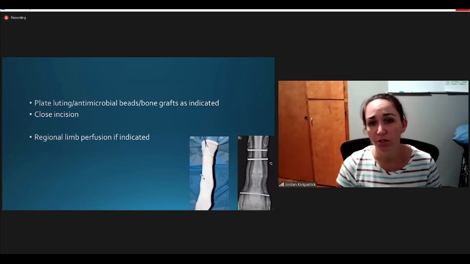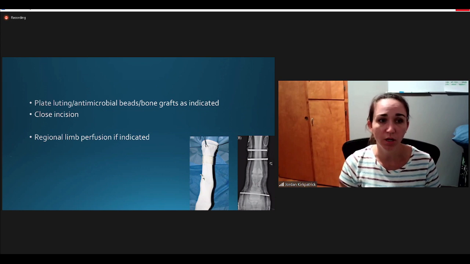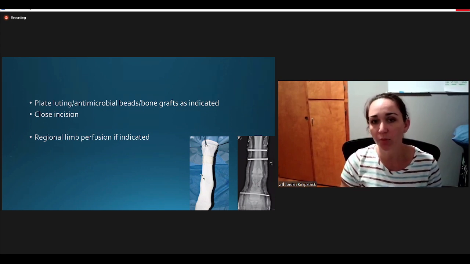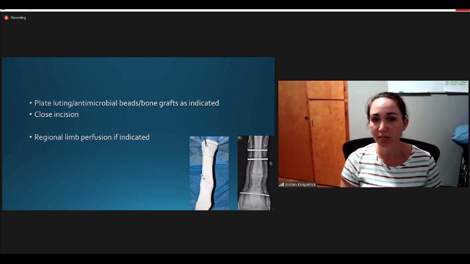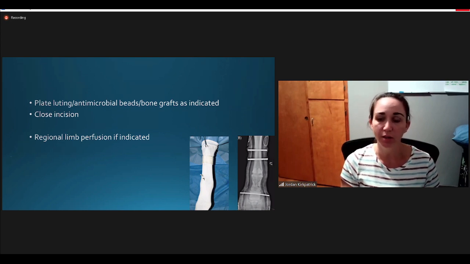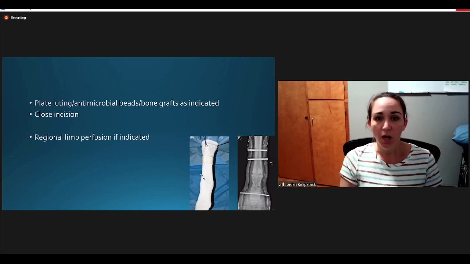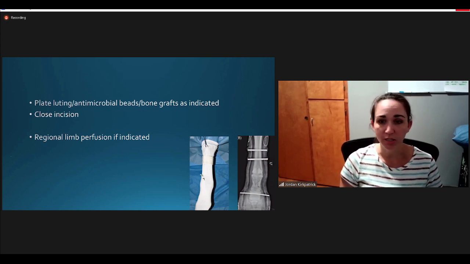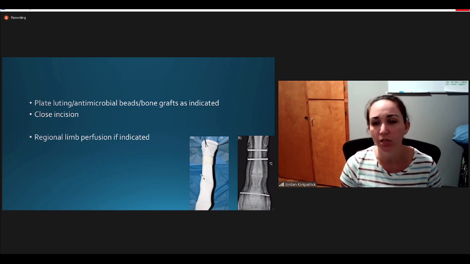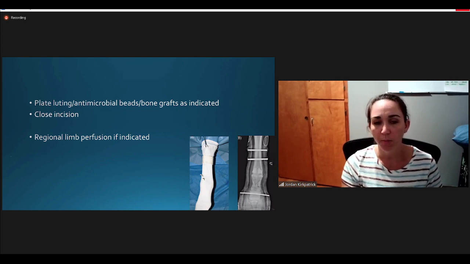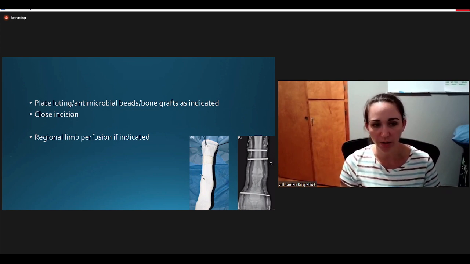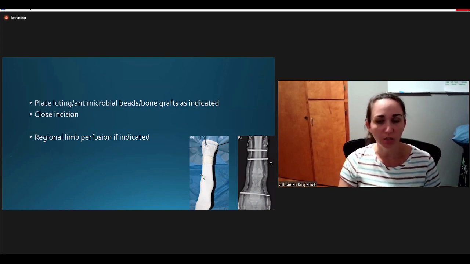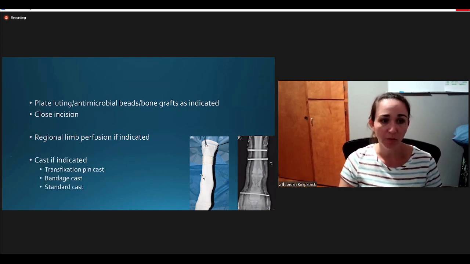Some things you may need to do to increase the strength of the construct is what they call plate luting, which is putting bone putty with the plate. Sometimes some people will put antimicrobial beads that will put local antibiotics in the area, and then the beads slowly degrade over time, or a bone graft. And then flush everything, close the incision. Regional limb perfusion is something we can do, where we put a local high concentration of antibiotic in the area of interest just to, again, help decrease the risk of infection.